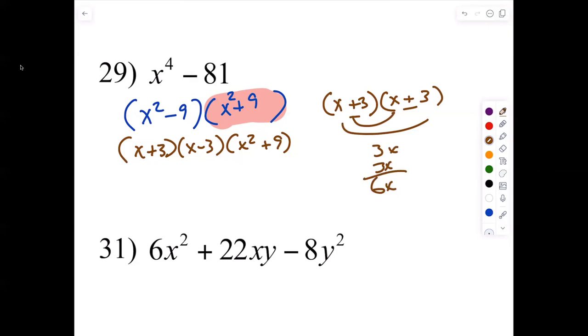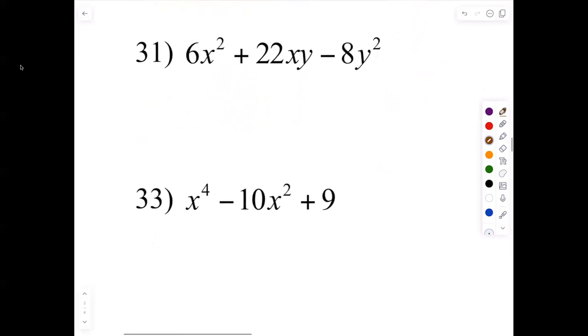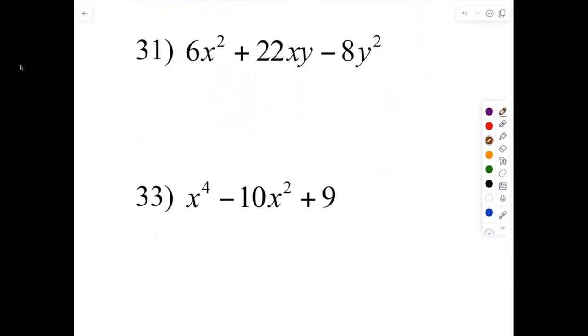All right, here we go. 31. Someone better pay attention on this one, because it's got x's and y's. Way more confusing. What is common first? 2. So let's throw down a 2. What's left behind? Minus 4y squared. Now your brain should be saying, I'm trying to make 11 and I see a 3 and a 4. 3 times 4 is 12. You're trying to get close to 11.